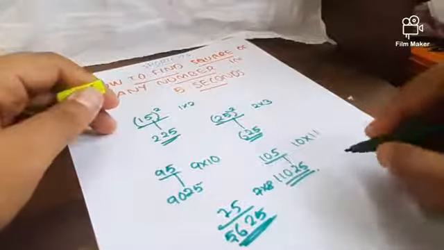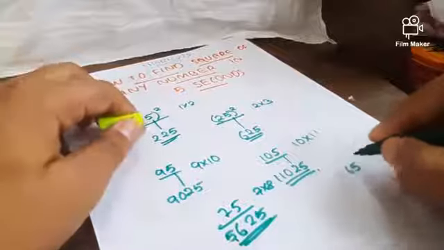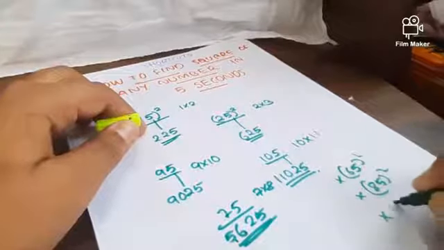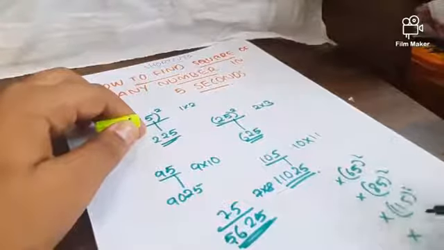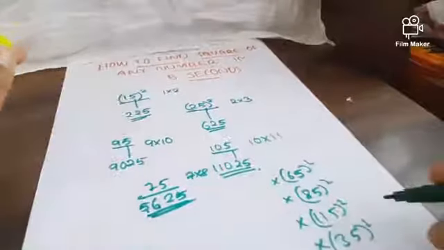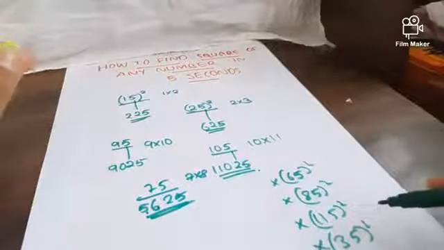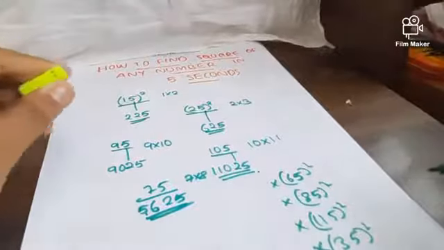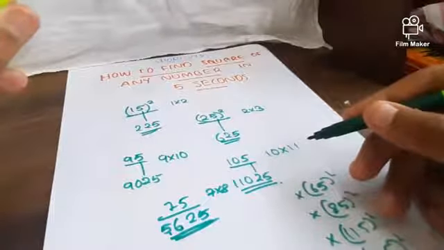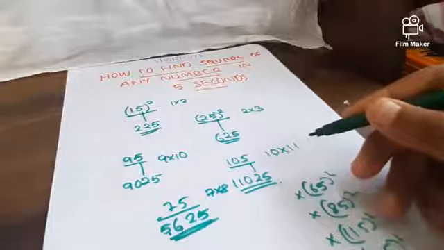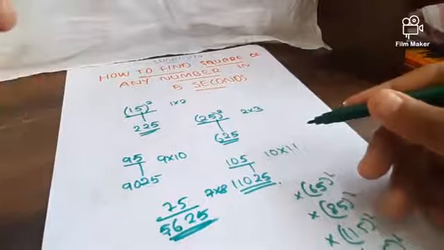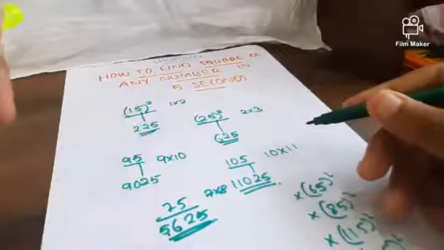I am giving you some questions to solve, which are 65 square, 85 square, 115 square, 35 square. You just solve these questions and be a master of this method. This method will be very helpful in a question like finding the area of circles which have a radius that ends in 5.